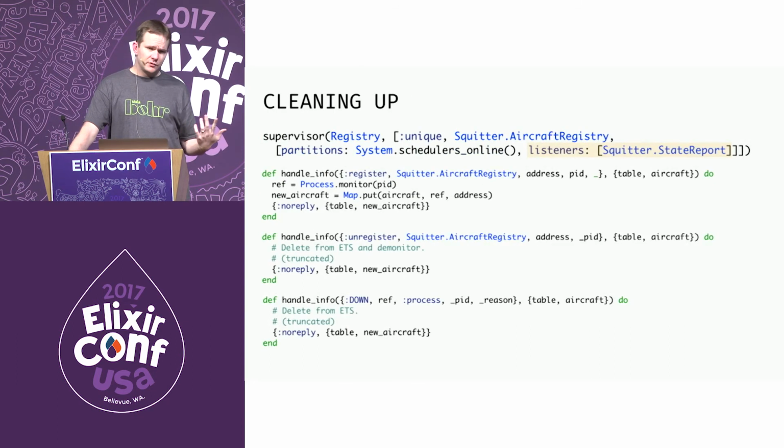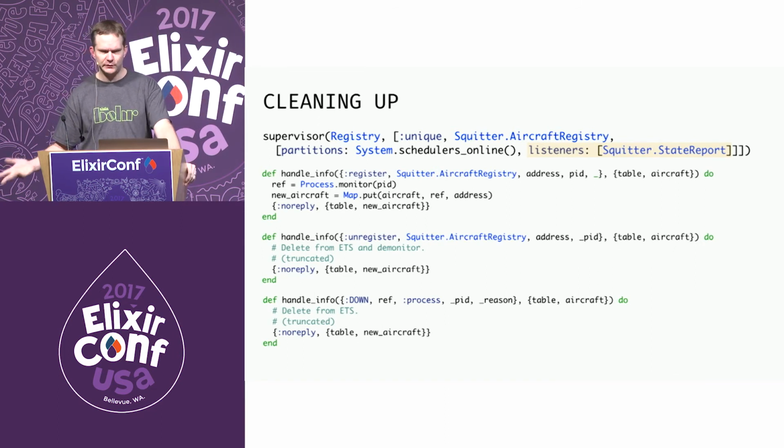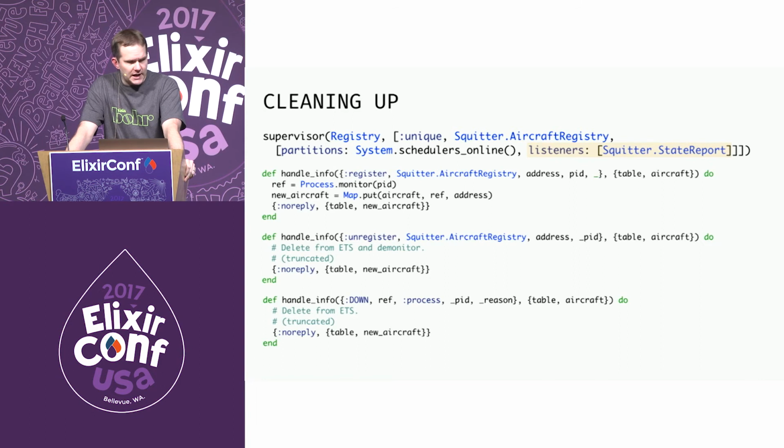One thing we don't want to do is leave an aircraft's state behind when it goes out of range. The process will automatically die because it's got that internal clock cycle going that figures out after 60 seconds that it needs to exit. But for the ETS table, we need some way of cleaning that up. This is something I'm kind of excited about because I just discovered it a couple weeks ago: you can actually provide Registry with listeners. If you give it a process name, Registry will send you register and unregister messages whenever something registers or unregisters against that registry.